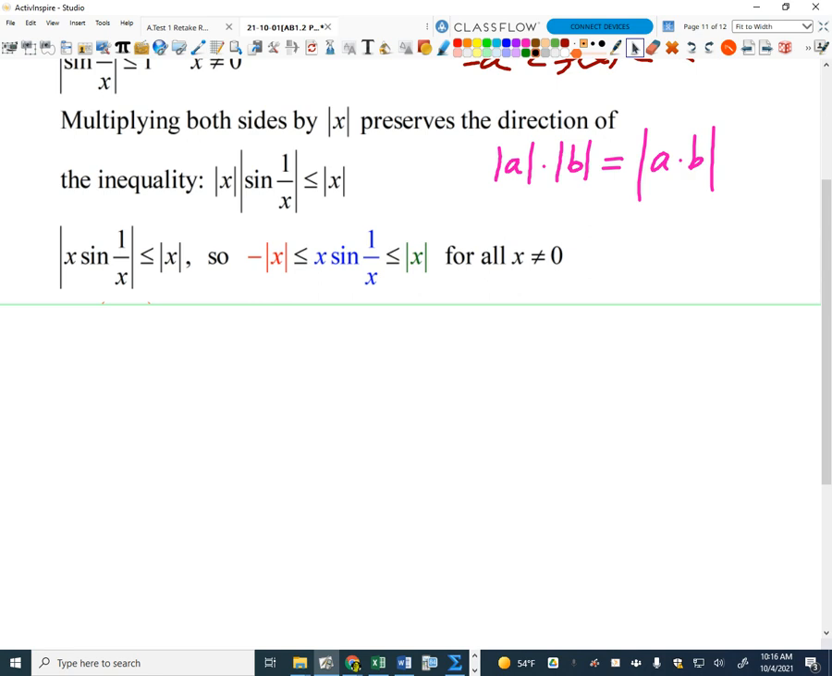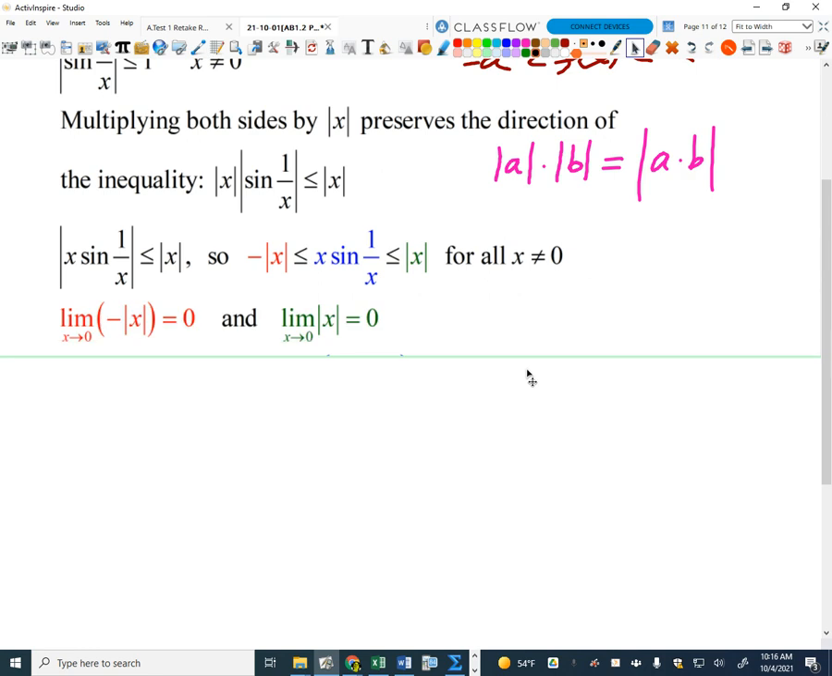Well, then we know, again, if I have an absolute value inequality like this, I can rewrite it as a compound inequality, where the function inside the absolute value is in the middle. It's greater than or equal to the negative and less than or equal to the positive outside quantity, okay?